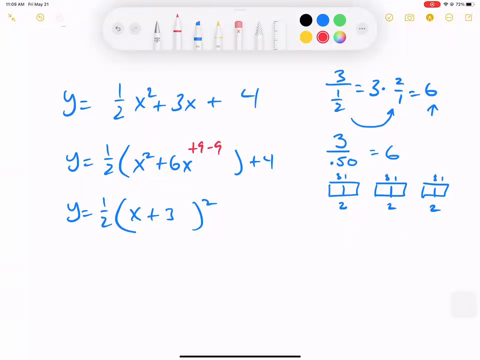Now, this problem specifically is a lot harder because we're going to end up with a fraction. We've got to put on your jacket. Remember, put on your jacket. 9 times 1/2 is negative 9 over 2.